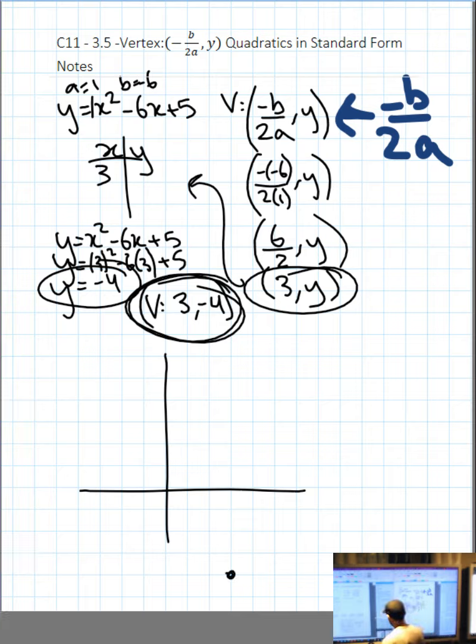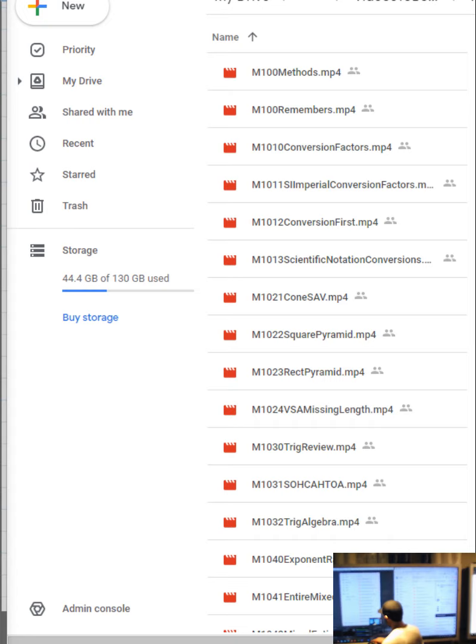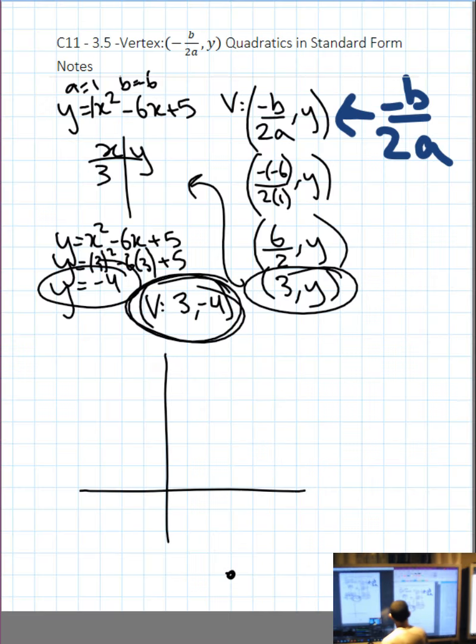Can you see that? Excuse me. Sorry about that. So, can you see that? Yes, you can.